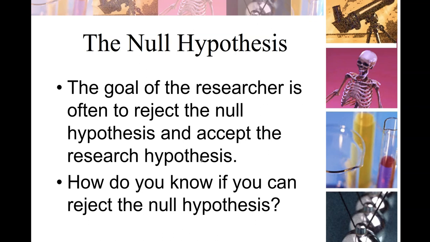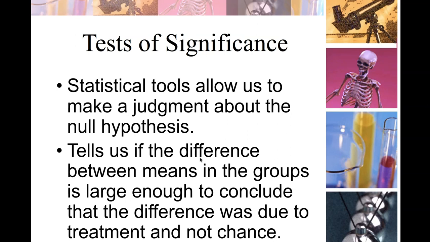But how do we know if we can reject the null hypothesis? How do we know if the difference that we see is large enough that we can say there's a true difference and not some random difference by chance? So what we're going to use are tests of significance.